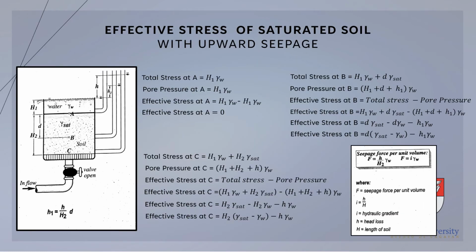So we also have effective stress of saturated soil with upward seepage. So in this situation, we have an upward seepage due to the inflow through this inlet in here up to our soil. So meaning water will seep into our soil profile in an upward direction.